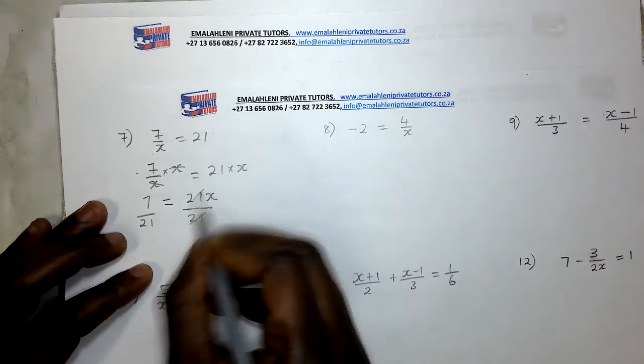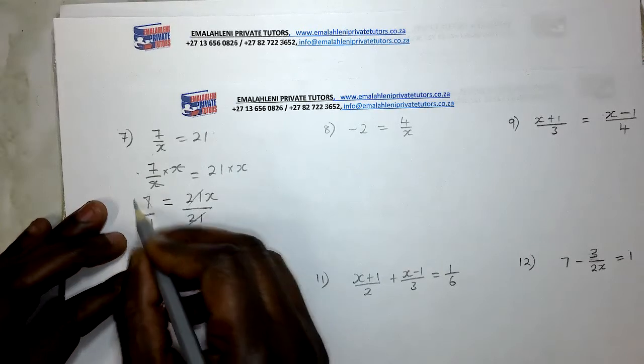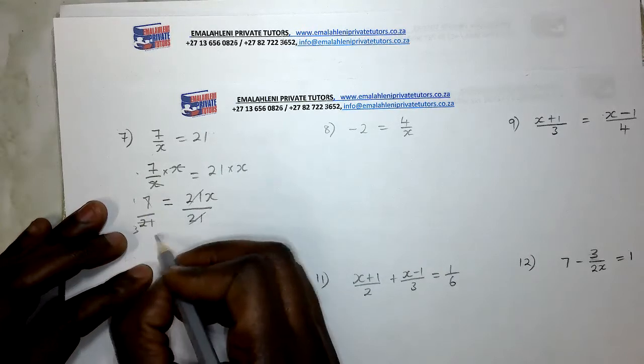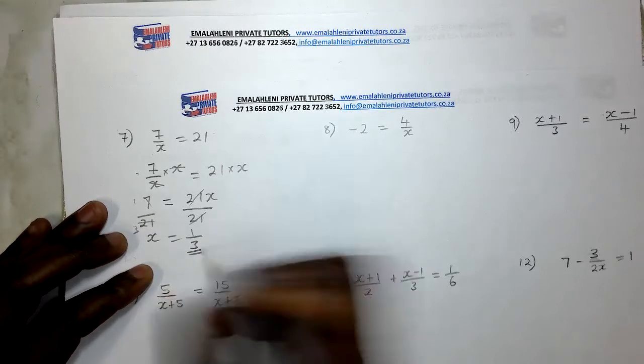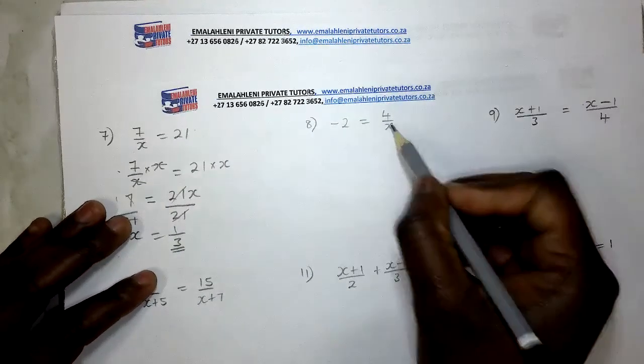We get 7 over 21. It's going to be 1 over 3. So your x is going to be equal to 1 over 3. That's what we have as our answer. Then let's see here what I was talking about.